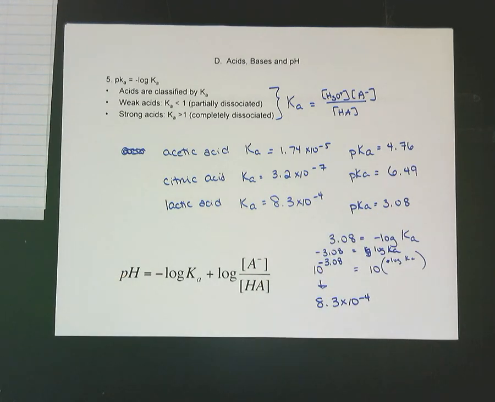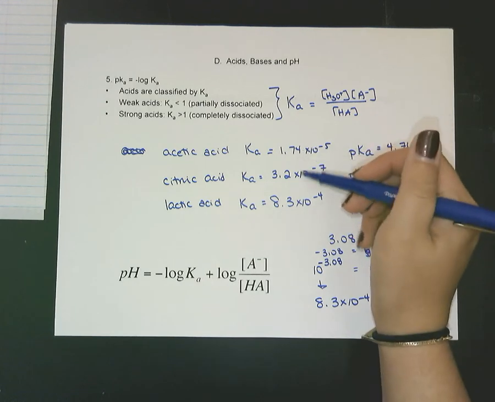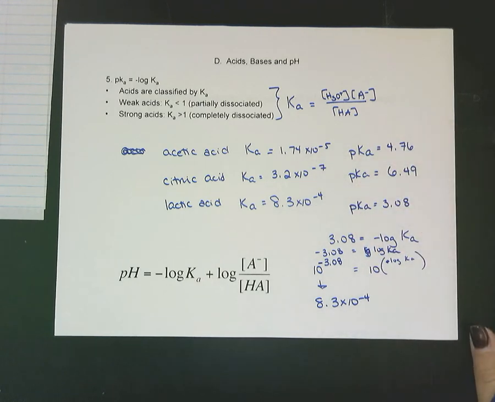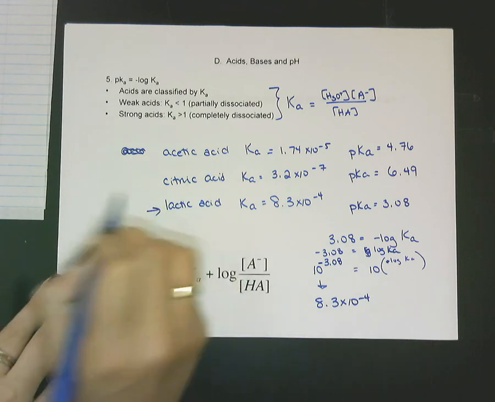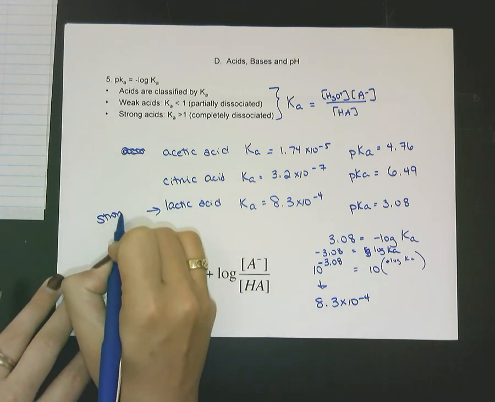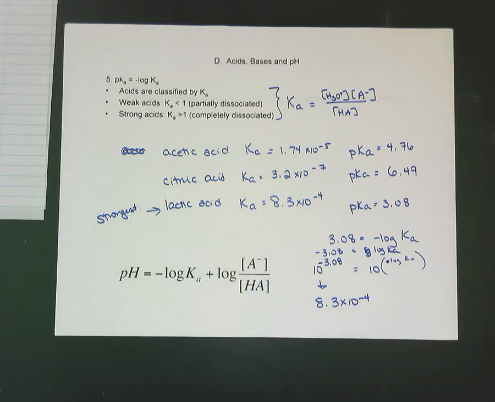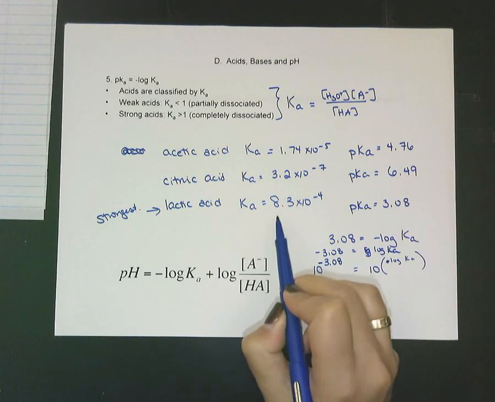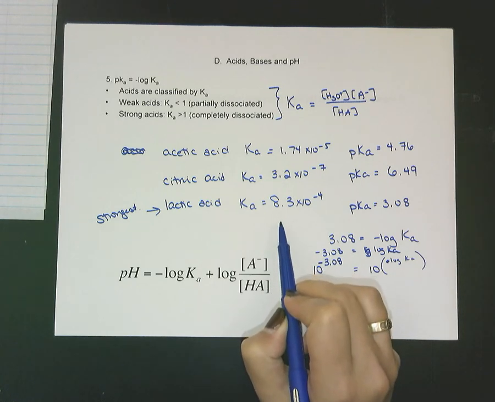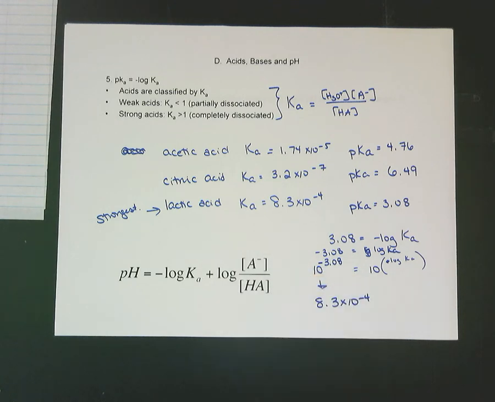So looking at these Kas, these three right here, which one of those acids is the strongest based on their Ka? Lactic acid. Lactic acid is the strongest out of these three. It's not strong, but it's the strongest. So either it has the smallest pKa or it has a Ka closest to 1, both of which are true statements.